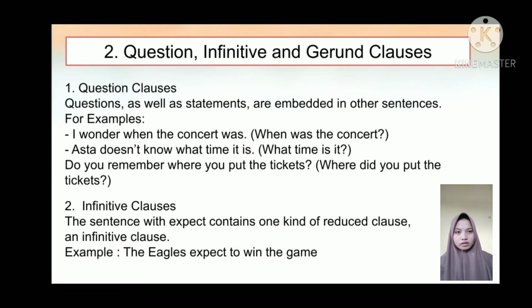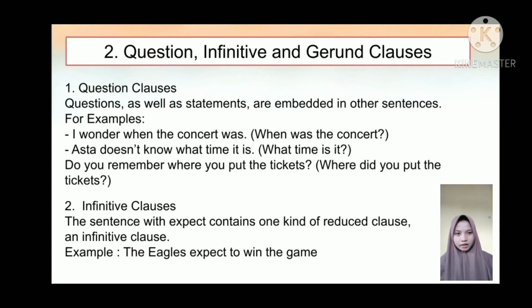Two. Question, infinitive, and gerund clauses. Question clauses. Questions as well as statements are embedded in another sentence. For example, I wonder when the concert was. When was the concert? Asta doesn't know what time it is. What time is it? Do you remember when you put the ticket? Where did you put the ticket?